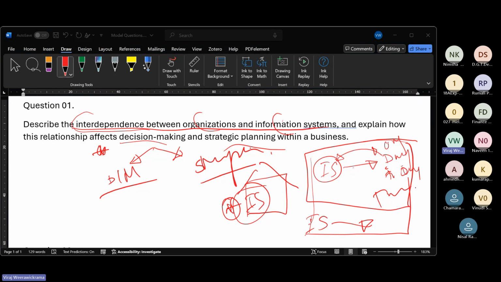And as you said, our day-to-day operations are linked with the information systems. They are closely connected with them. Information system is closely connected with the business processes. Very good. What else?